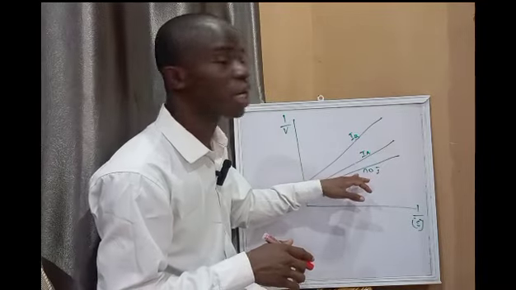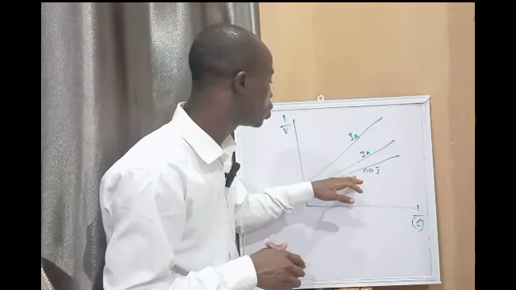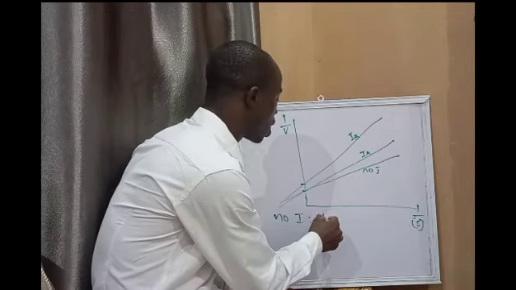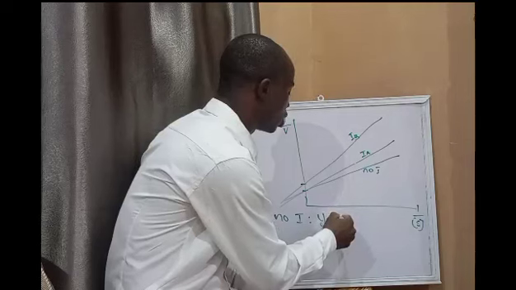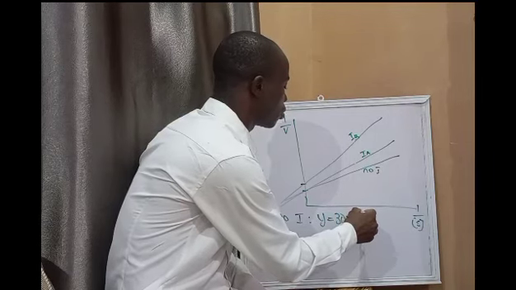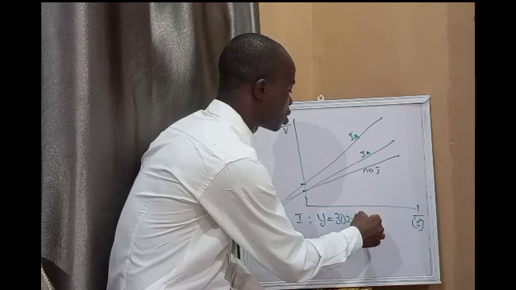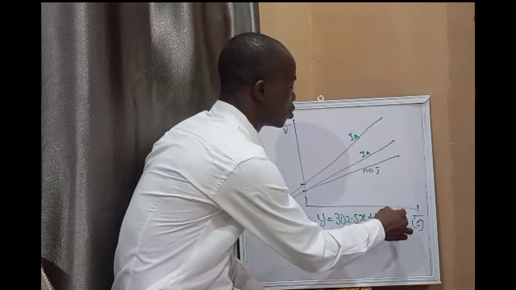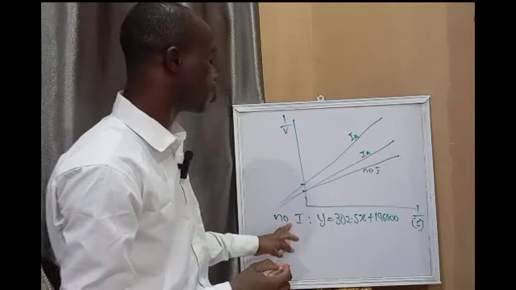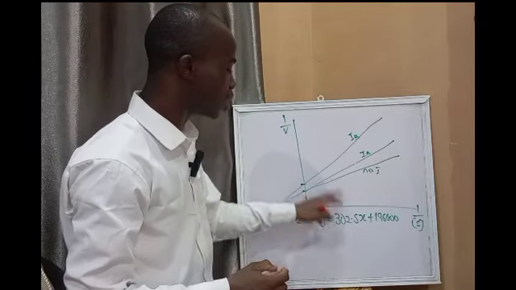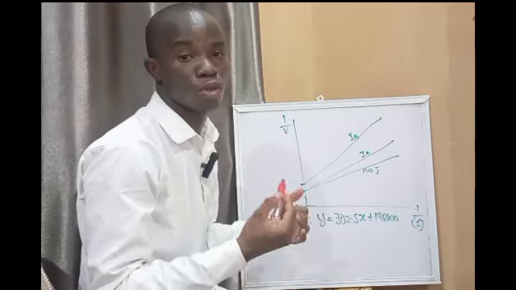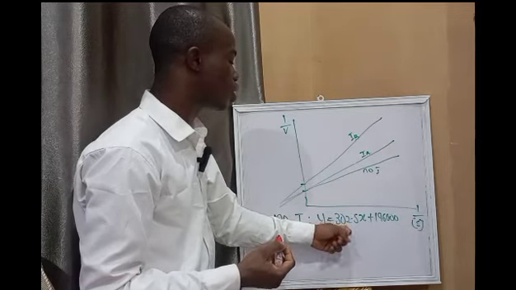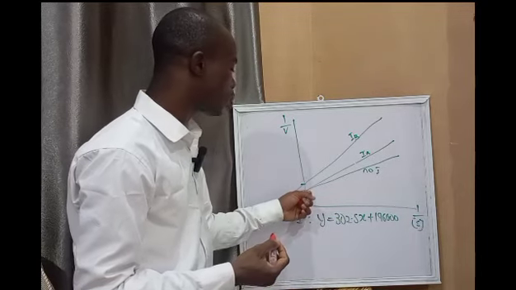For this one that has no inhibitor, the equation of this line for no inhibition is given by y equals 302.5x plus 196,000. So that implies that for no inhibition, relating this to your y equals mx plus c, the slope of this line is 302.5, while the y-intercept here is 196,000.